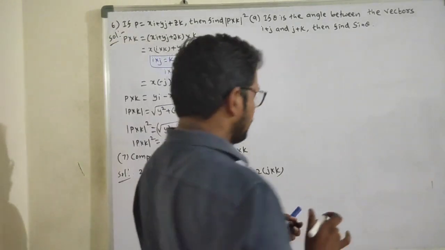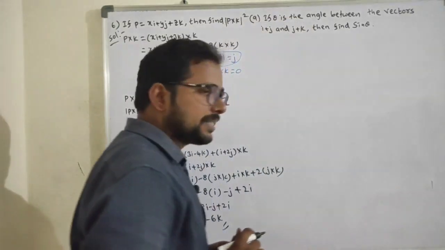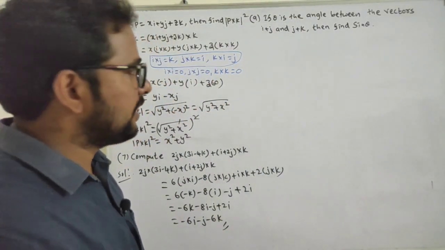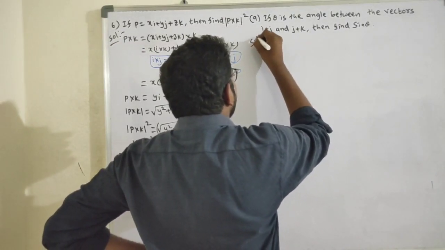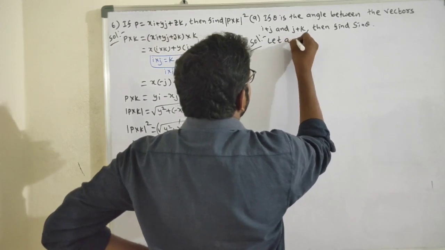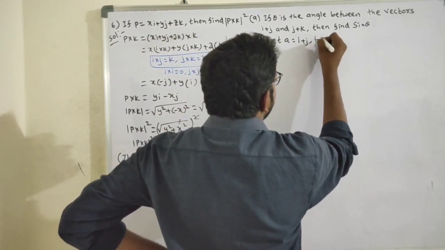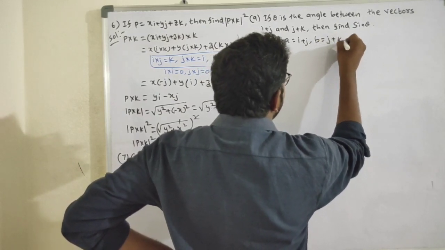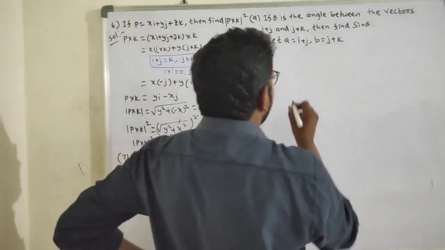Now ninth question: if theta is the angle between the vectors I plus j and j plus k, then find sin theta. Take given vectors as a and b. Let a is equals to I plus j and b is equals to j plus k. Now first find a cross b.